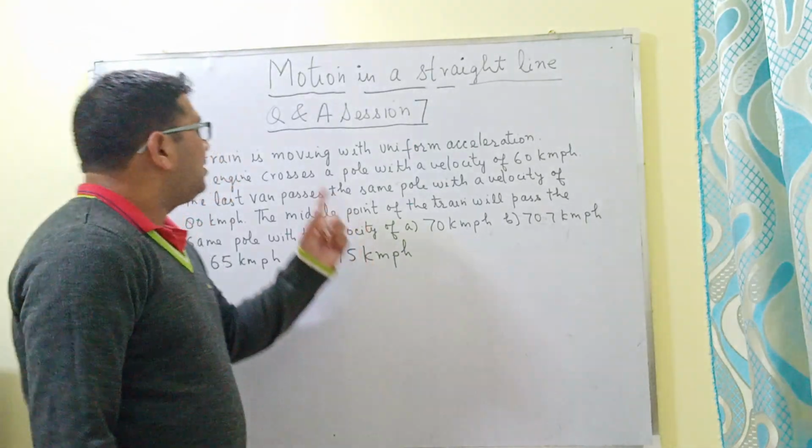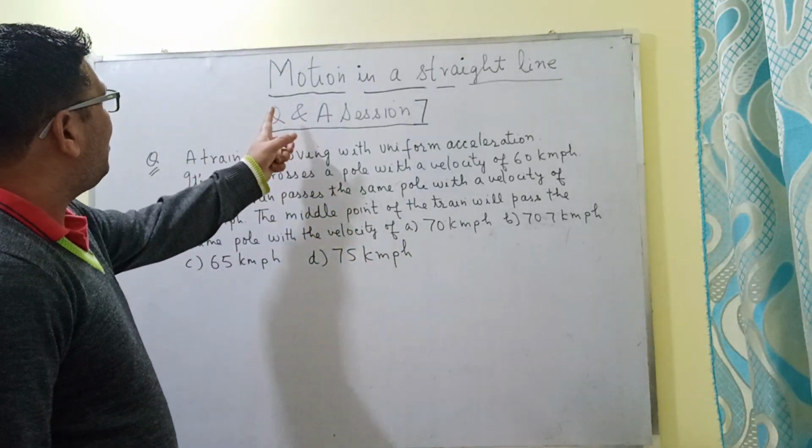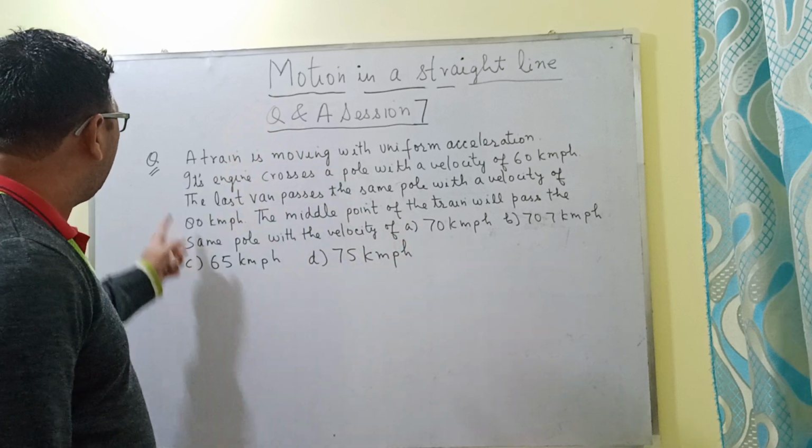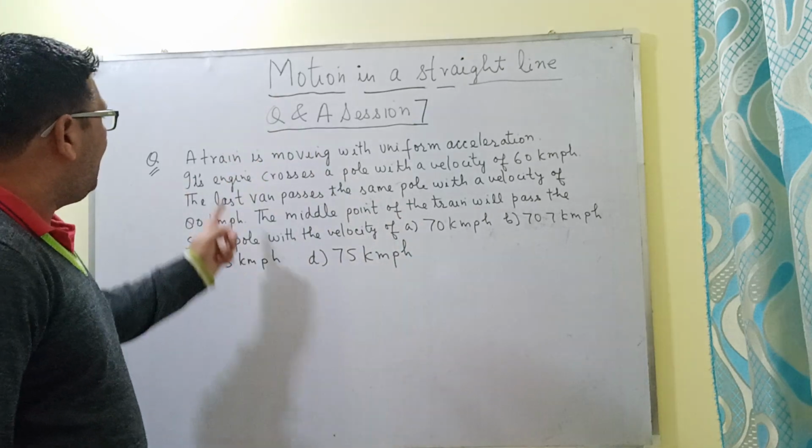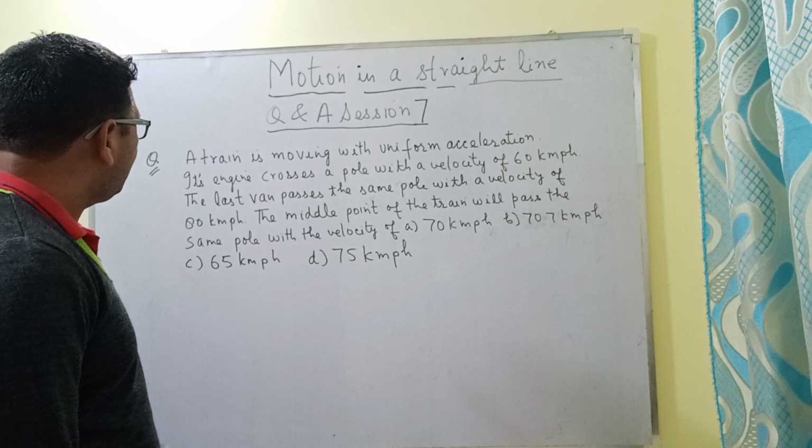Welcome back, students. Today is the Q&A session 7 from the chapter of motion in a straight line, and the question is, a train is moving with uniform acceleration.